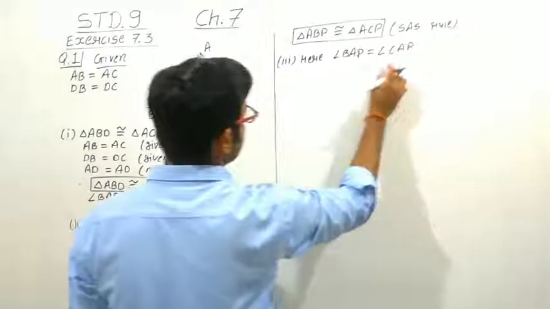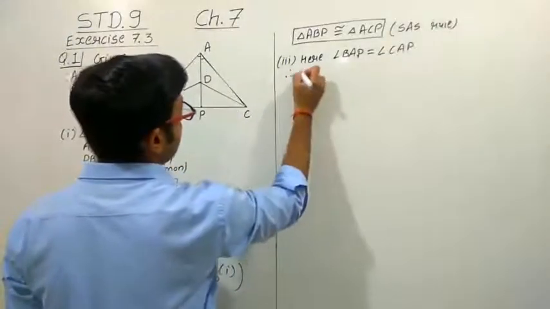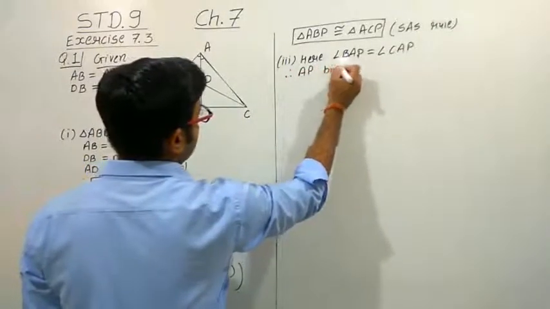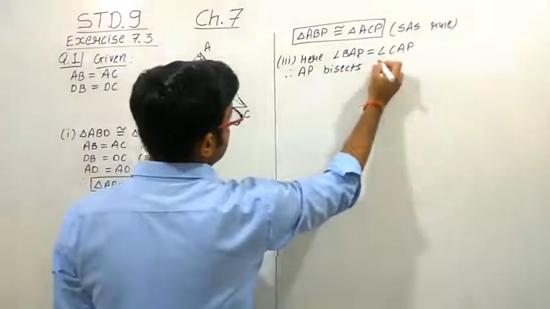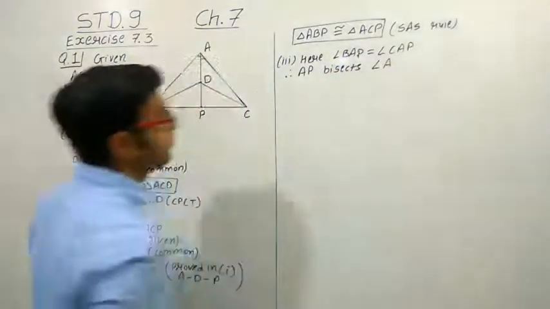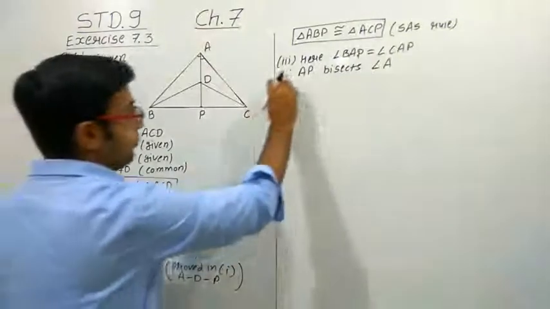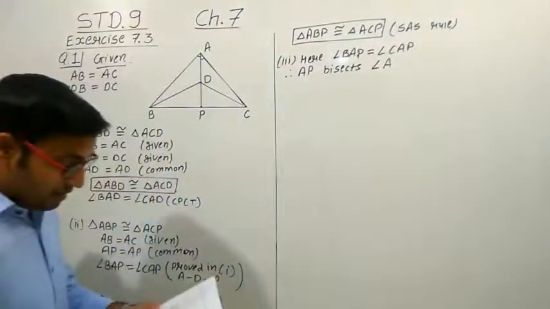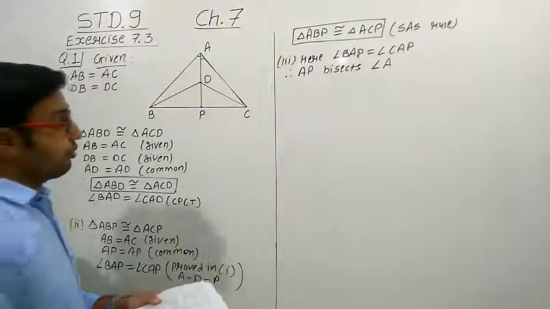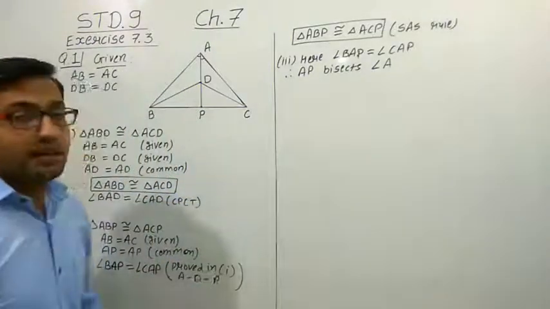What does this mean? This means therefore we can write down that AP bisects angle A. Right? Two things we have to prove. One is AP bisects angle A, that we have proved. Second thing we have to prove is that AP also bisects angle D.